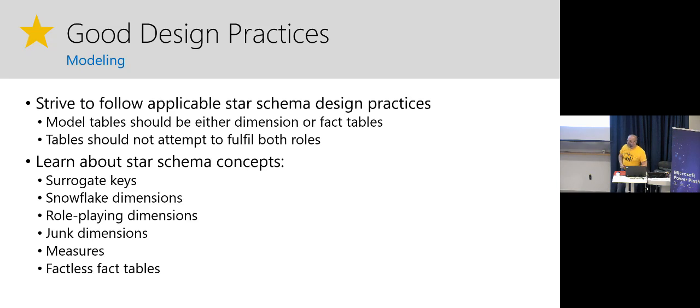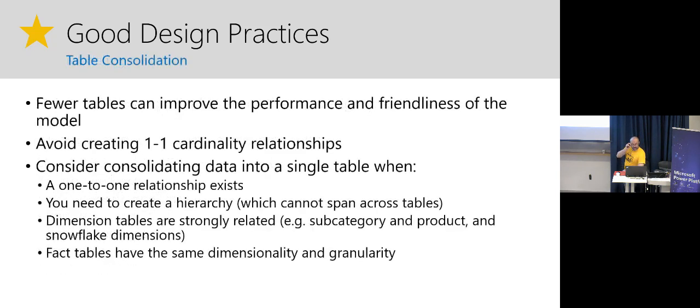Generally, do not have inactive relationships. Junk dimensions came up. You can use junk dimensions as well. We didn't cover that, but that's just the one dimension. Measures and factless fact tables we saw tonight as well. Table consolidation is a good practice. Try to have as few tables as possible. It will create a better experience. Get hierarchy, category, subcategory. Right, so for this reason, avoid creating one-to-one relationships.